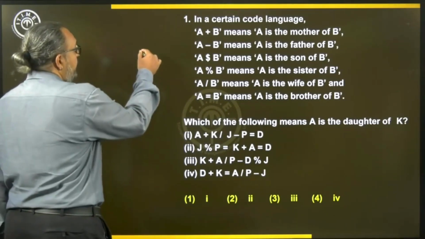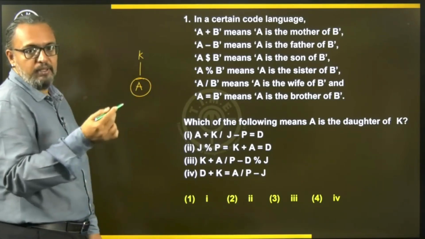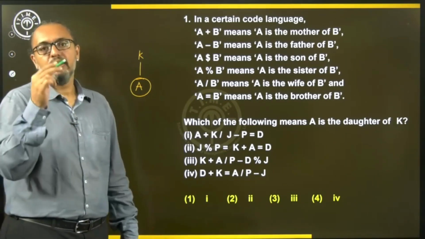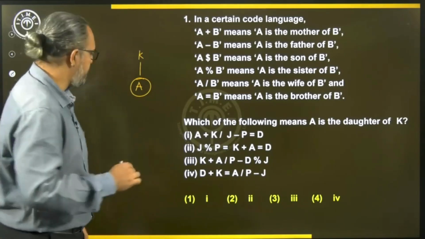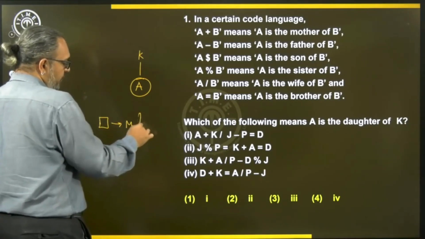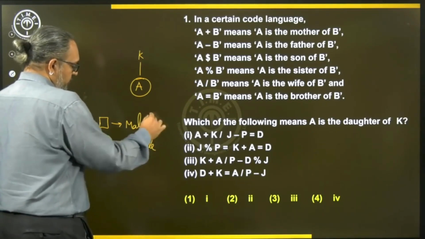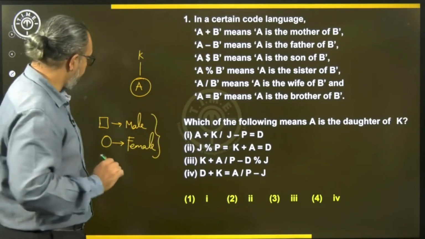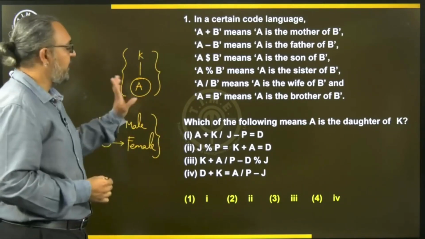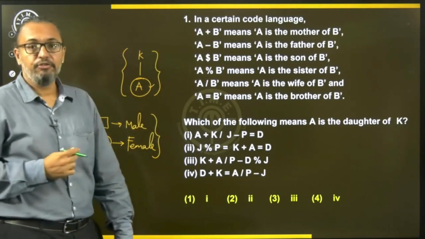So we need A to be a daughter. A daughter is a female. So I am putting a circle around the alphabet to denote a female, and I'll put a square around it if it is a male, for easy representation. So a square means a male and a circle around the alphabet means a female, just for representation purposes. Among these four options, the first thing to understand is that the gender of A is defined here. The gender of A is female.